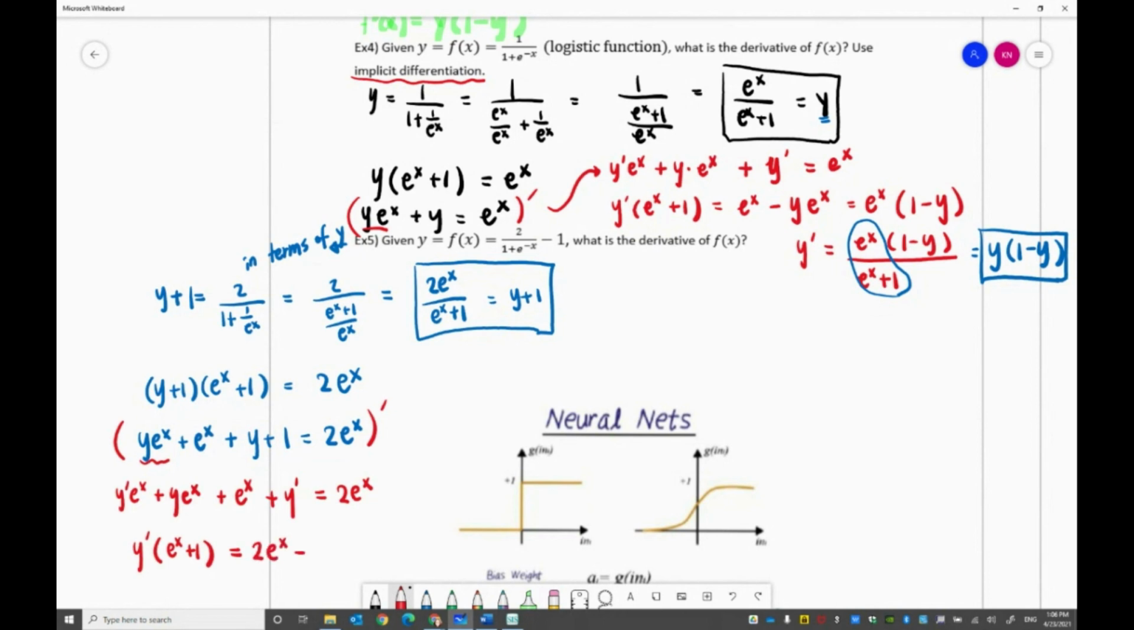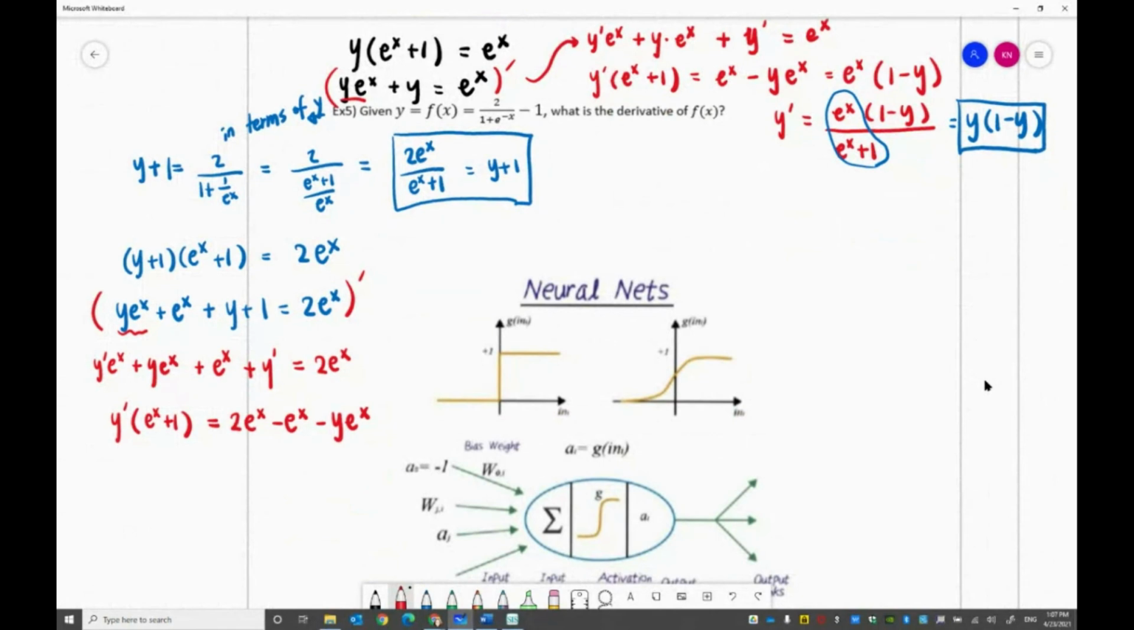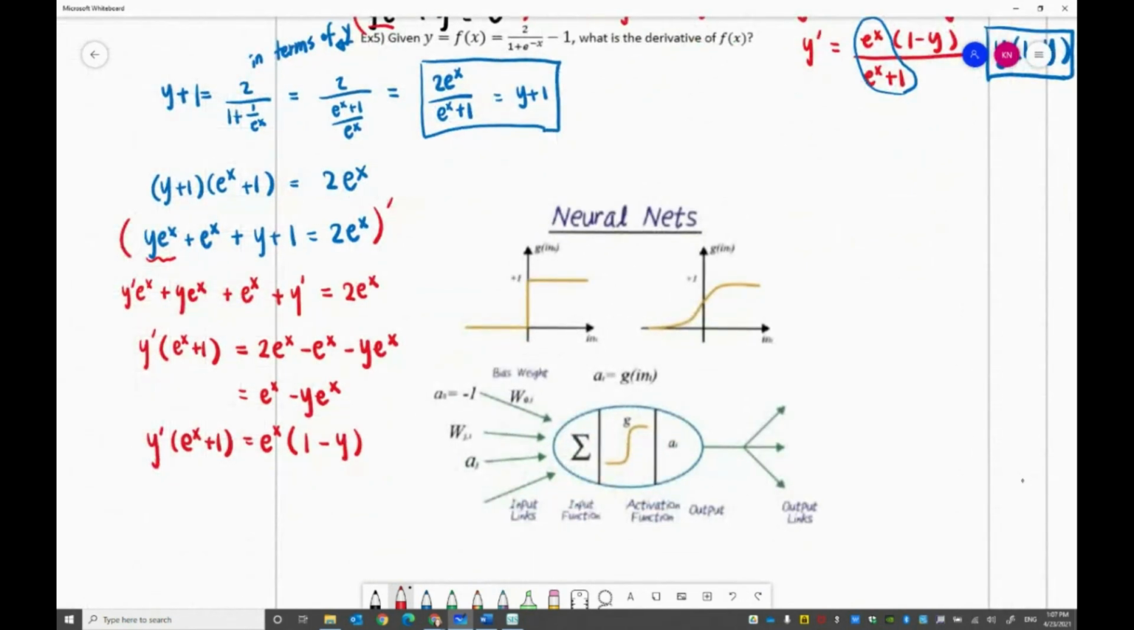So 2 times e to the x minus e to the x minus y times e to the x. Then 2 times e to the x minus e to the x is e to the x minus y times e to the x. E to the x is the common factor, so e to the x times 1 minus y equals y prime times e to the x plus 1. So I can divide both sides by e to the x plus 1. So y prime is e to the x times 1 minus y over e to the x plus 1.